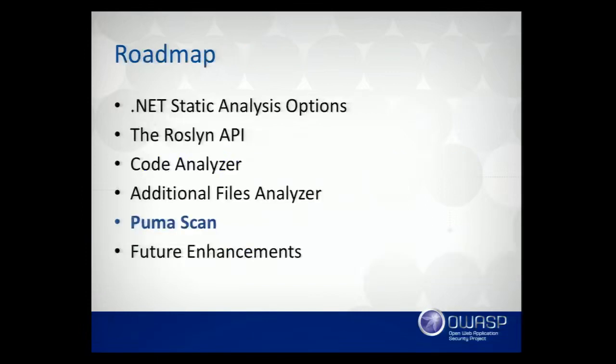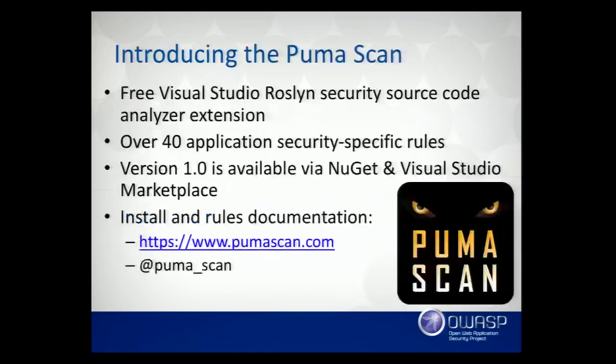So at this point, you know how to write the rules yourself, so we could end the talk and I could tell you to go do the work all by yourself. But that wouldn't be very exciting. So I will introduce you to what we've been calling the Puma Scan. This is a free Roslyn secure code scanning extension. It's out in NuGet and the VS Marketplace. Right now, I'm sitting at about 40 rules so far that I've written in version 1.0 that you can download and you can install right now.